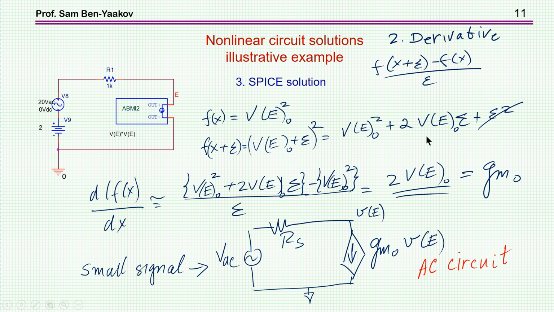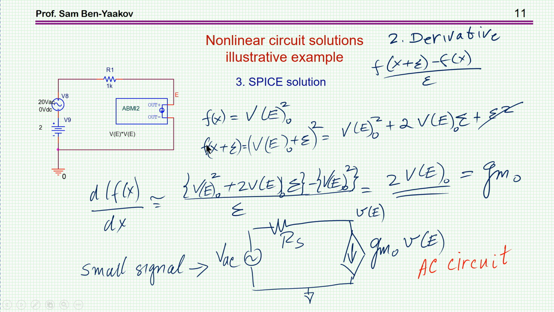So this is the function after adding the epsilon to it. And to get the delta f(x), we have to subtract the function without the epsilon, divided by the epsilon, and lo and behold, we got this value, which is 2V, as we got it before, which is gm. So this is done now in a numerical way.